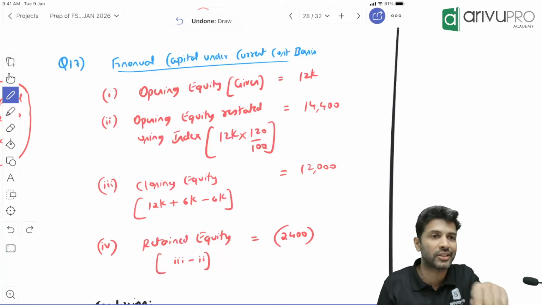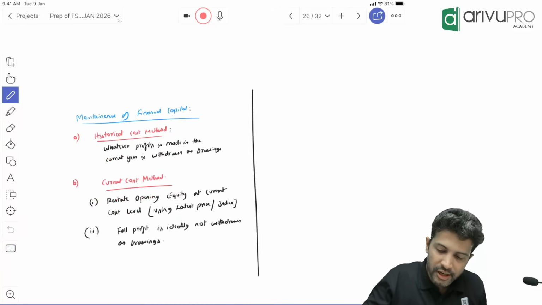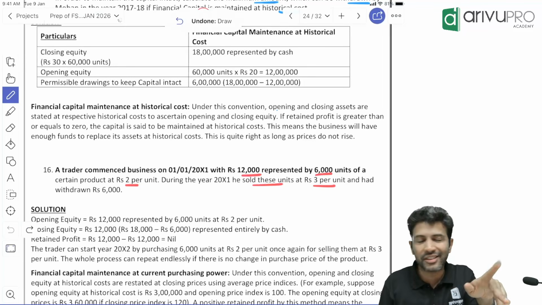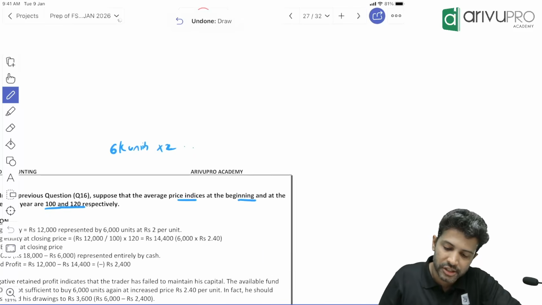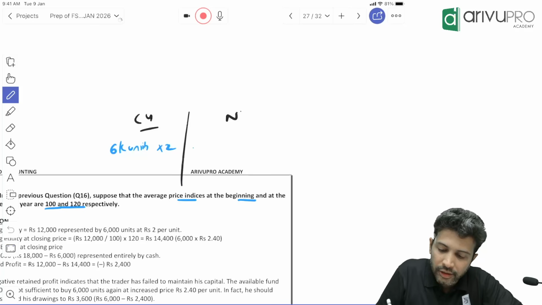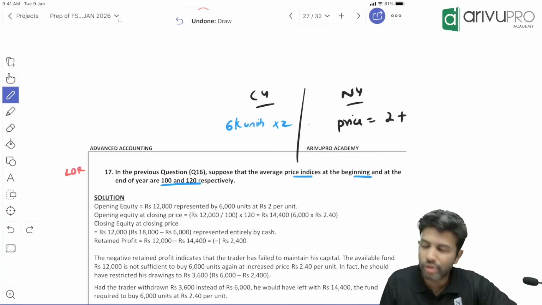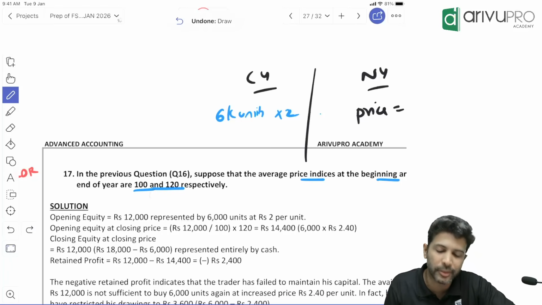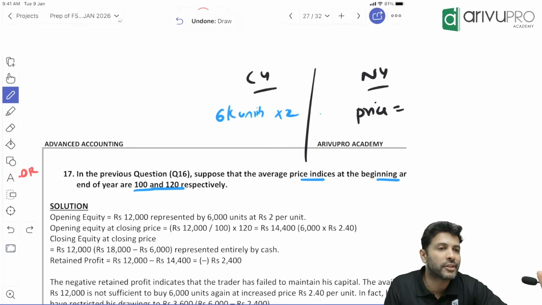Now, if you purchased 6,000 units this year, next year also you should be able to purchase 6,000 units. This year, at what price were you able to purchase the goods? 2 rupees. But is the index the same or increasing? Next year, will the price be 2 rupees? No, the price will increase by 20%. How? At the year beginning, the goods index was 100. At the end of the year, it has become 120. Calculate the percentage: 100 becoming 120 means an increase of 20%.